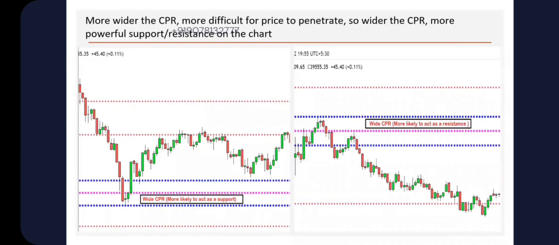I was saying that the wider the CPR, the more difficult it is for price to penetrate. So a wider CPR means more powerful support and resistance. For example, look at this chart. The market is falling, and it came to the CPR and made a big bounce.